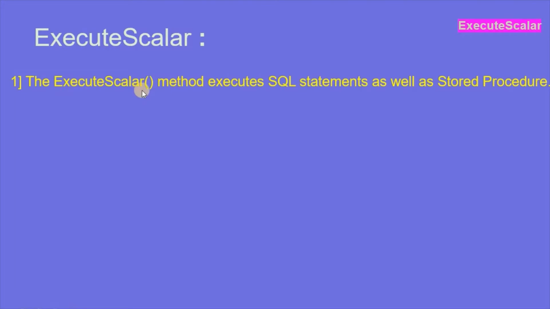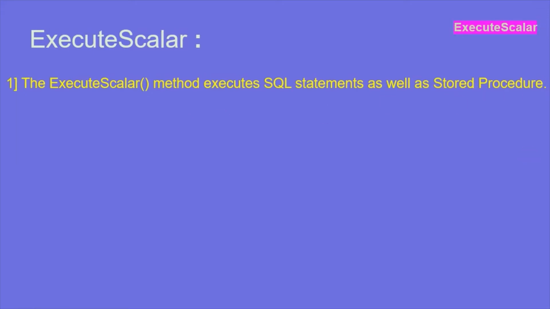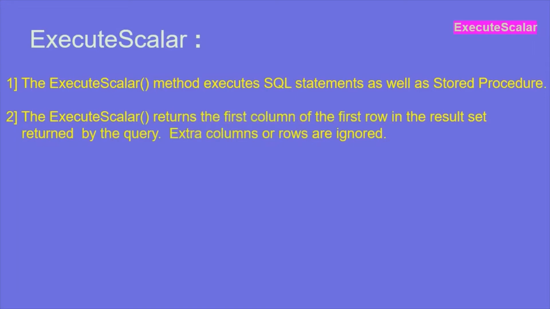The ExecuteScalar method executes SQL statements as well as stored procedure. The ExecuteScalar returns the first column of the first row in the result set returned by the query. Extra columns or rows are ignored.